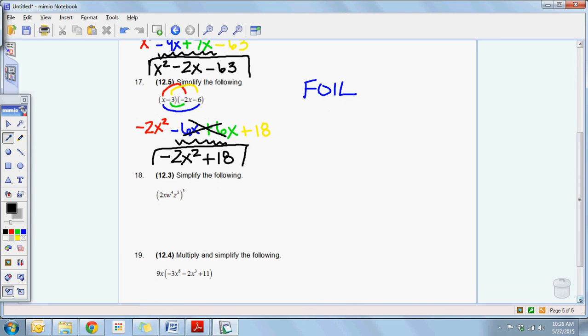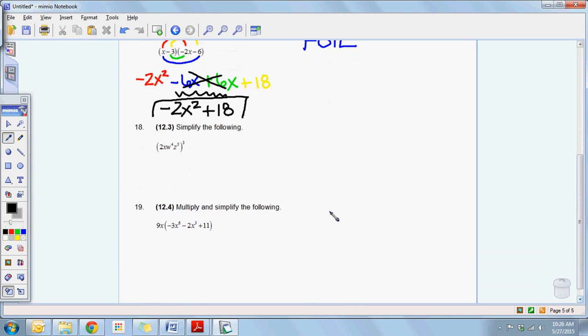All right, next one is recognizing your power rules. So this outside power needs to be distributed to every single term that's inside of the parentheses. So we're going to take it one piece at a time. So this 3, I'm going to start by bringing that to this coefficient. So what that would give me would be 2 to the third power. And I'm going to write it just like that.